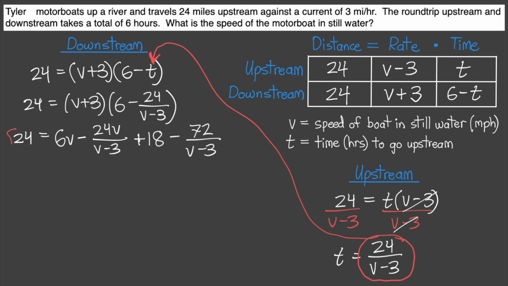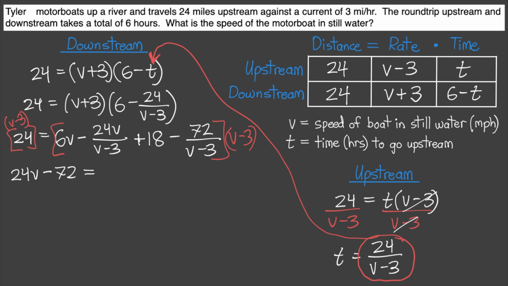Okay, next we are going to multiply both sides by the least common denominator, which in this case, there's only one denominator, it's V minus 3. So right here, V minus 3. So on the left side, we're going to distribute the 24 to the V minus 3, and we will get 24V minus 72 equals. Okay, so now we'll distribute the 6V to the V minus 3.